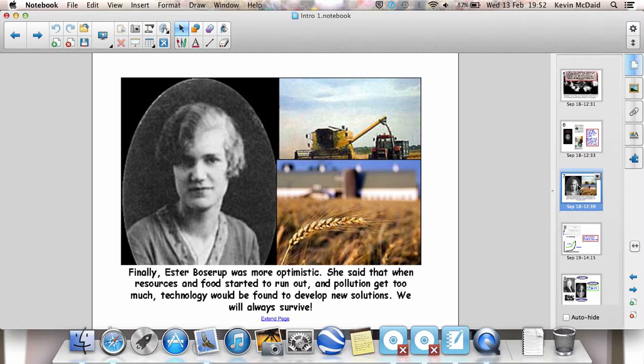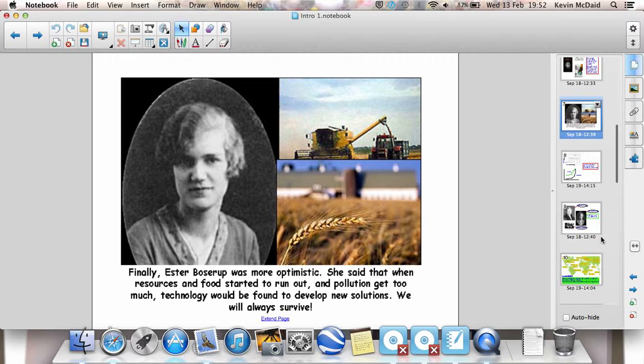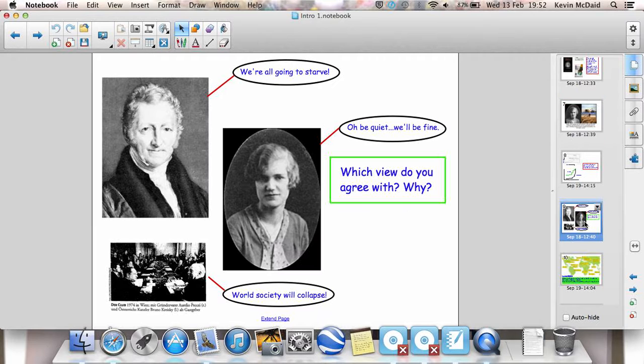And to an extent, she's right. Things like genetically modified crops mean that we can grow a lot more wheat and rice, whereby 20, 30 years ago we couldn't. So to an extent, she is correct. So we have to make sure that we know about these three key theories: Boserup, Malthus, and the Club of Rome, and what their thoughts were.